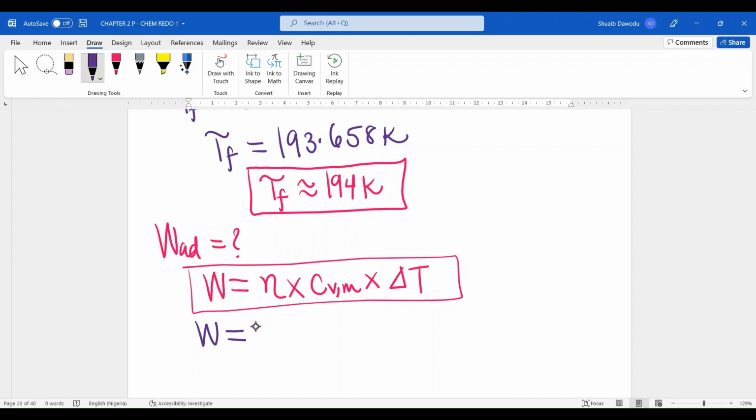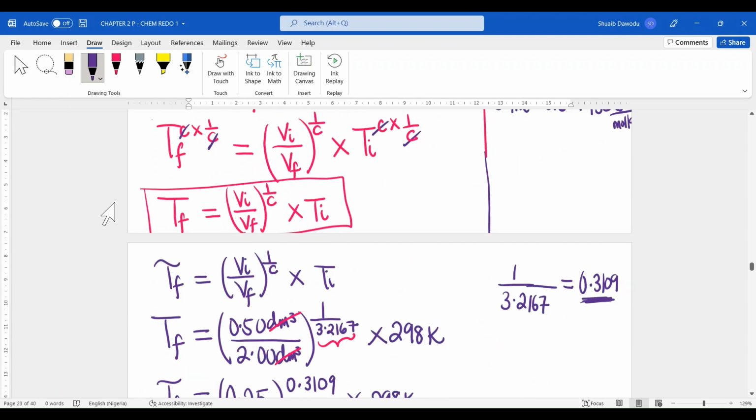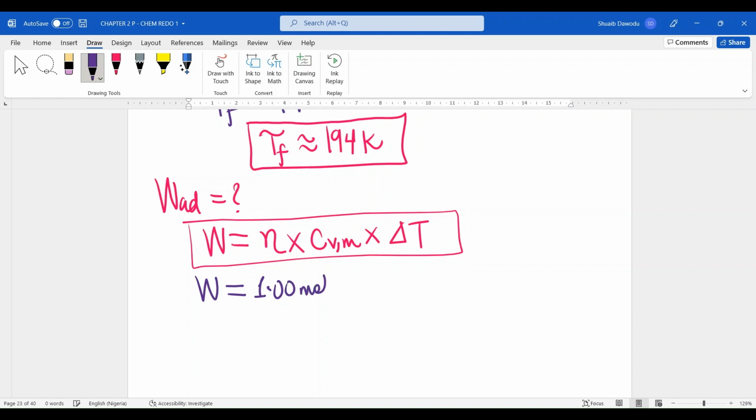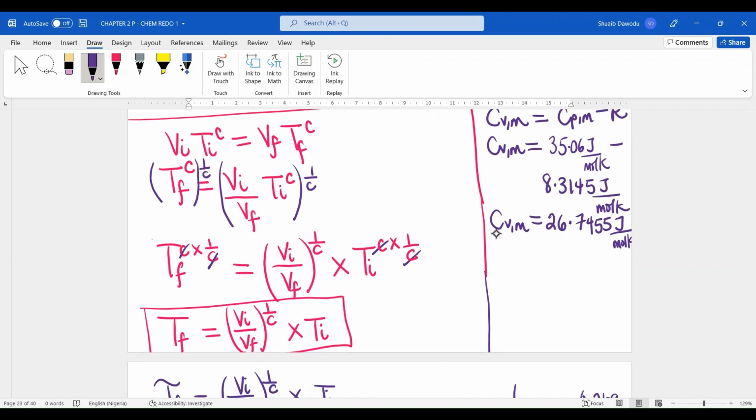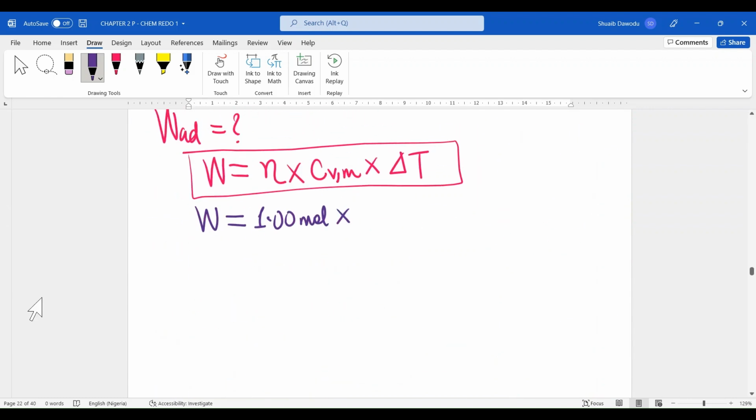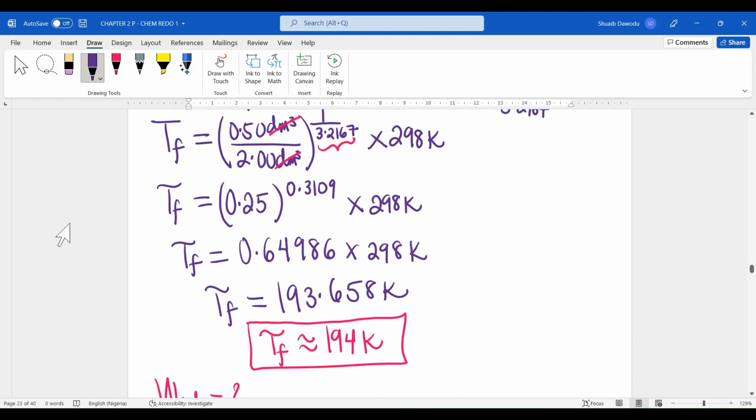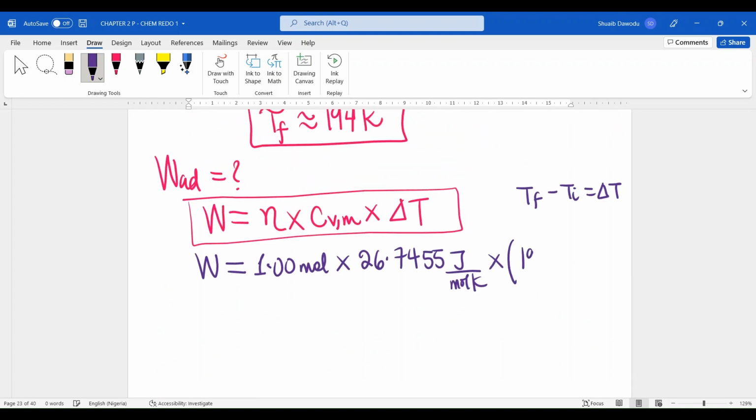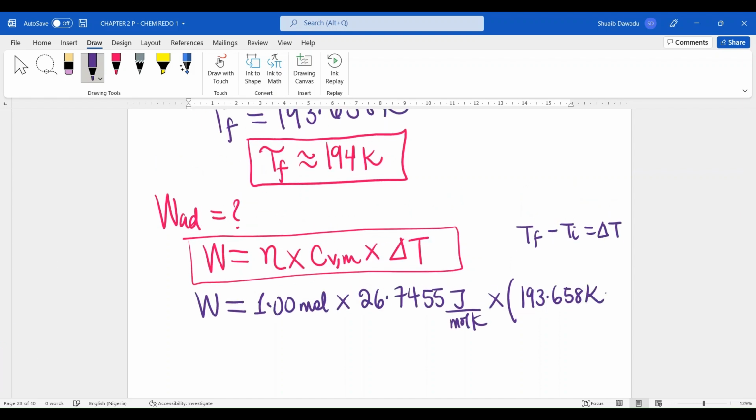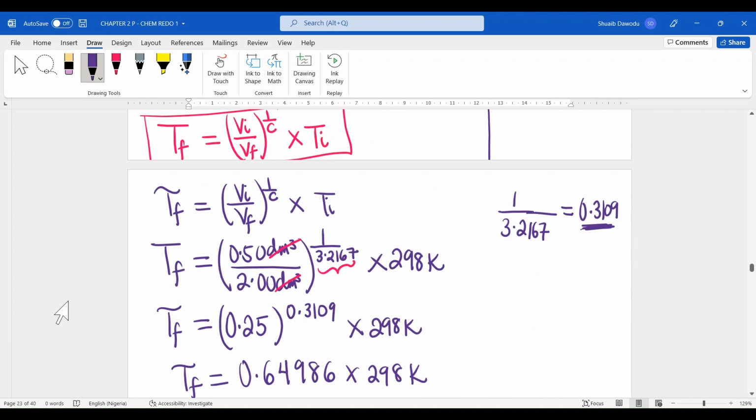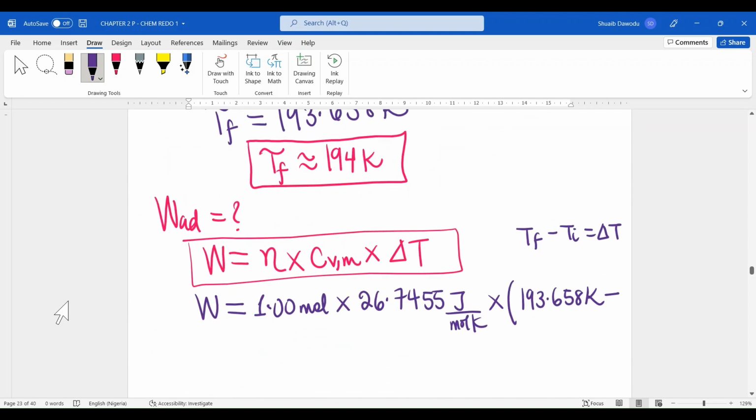So work done is just the number of moles, which in this question, going back up, is 1.00 mole, times the molar heat capacity at constant volume. We've determined that to be 26.7455 joule per mole Kelvin, times the change in temperature, which is just T final minus T initial. So the change in temperature is 193.658 Kelvin minus T initial. What's T initial again? 298 Kelvin.